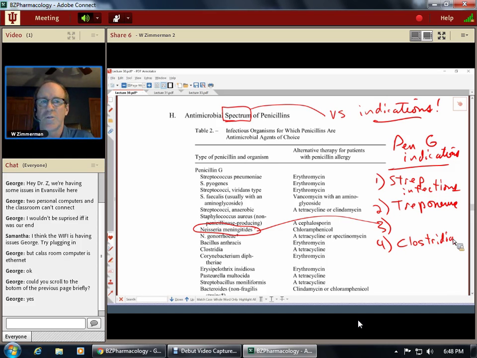Unfortunately, it does not get used for Clostridium difficile. It gets used for perfringens, which causes the gangrene, and tetani. But that makes this quite a bit simpler. Again, keep spectrum separate from indications. Your life will be a lot easier.